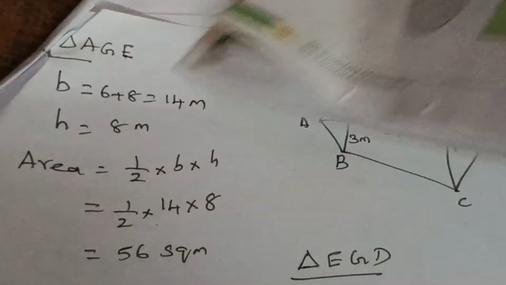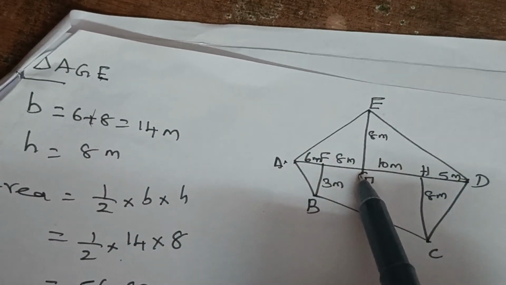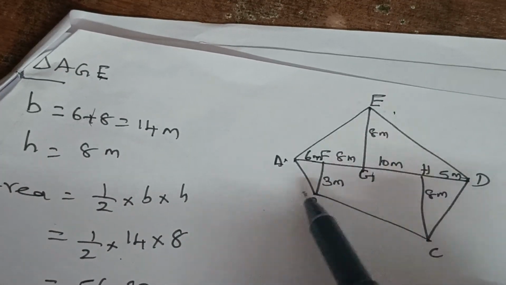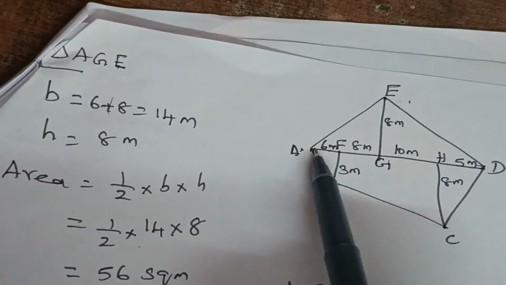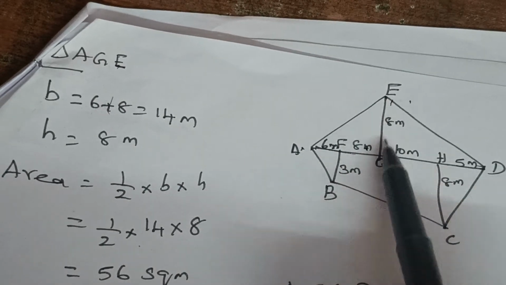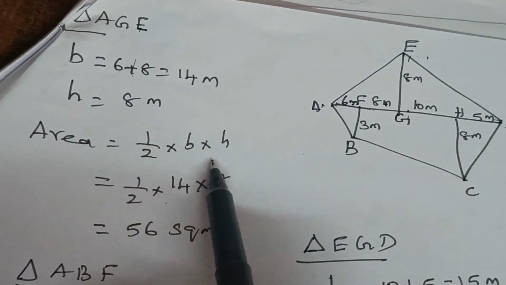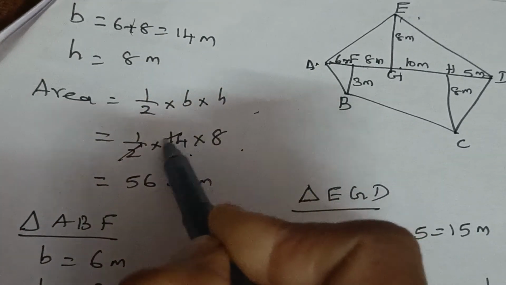Now we'll take the first one. We'll take the first triangle. We will name it AGE. AGE is a triangle. What's the area of a triangle? Half into base into height. So the full length is the base. So 6 plus 8 is 14 is the base and the height is 8. So it is half into base into height. 1 by 2 into 14 into 8. You cancel. It goes 7 times.